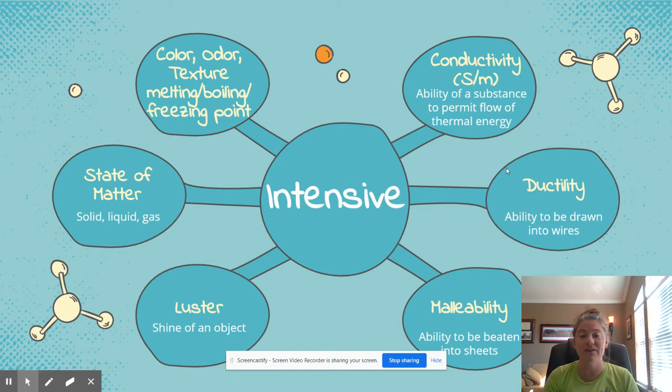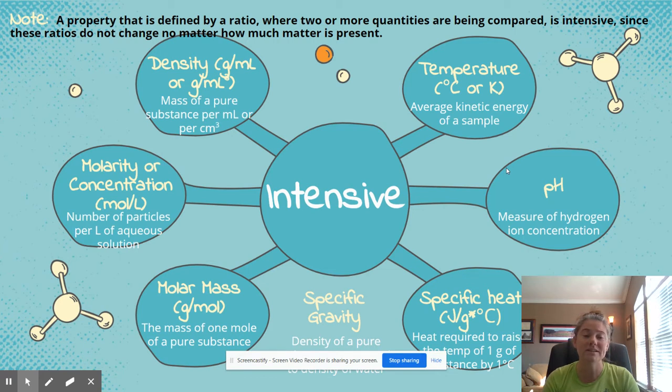Conductivity is the ability of a substance to permit flow of thermal energy, and the unit for conductivity is S/m. Some more examples would be density, which is the mass of a pure substance per milliliter or per centimeter cubed. This doesn't change. That's why it is intensive.